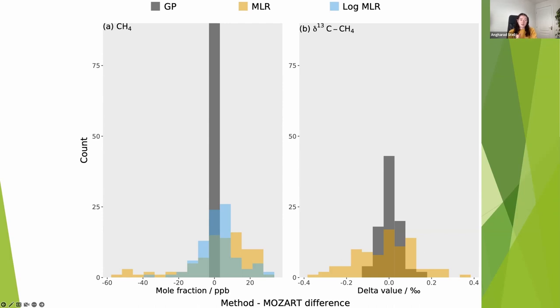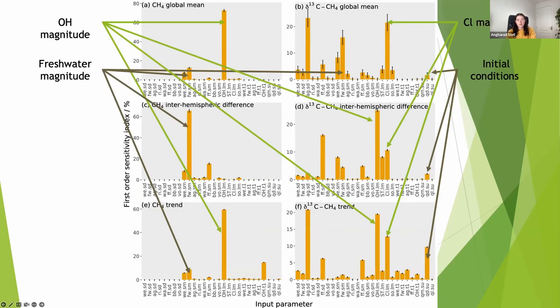And you can see that the Gaussian process has a much smaller range of residuals, in particular for mole fraction. So by assuming that the relationship between inputs and outputs is linear and the parameters don't interact, as several other previous studies have done, that's another potentially important source of error to look into. So hopefully you're happy that the emulator is useful, and now we're going to try and use it.